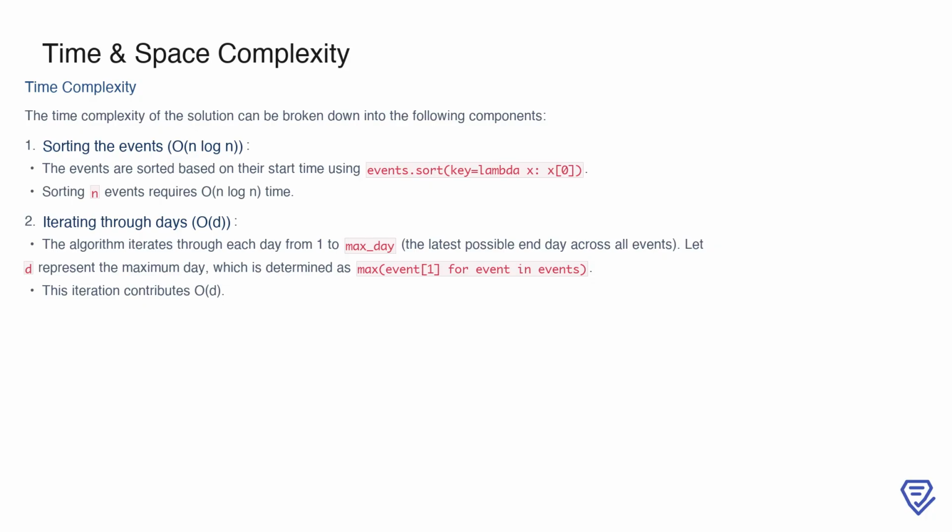Next, the algorithm iterates through all the days from day 1 to max_day, which is the latest possible end day for any event in the input. Let's call this value d. Since the loop runs once for each day, this contributes d to the time complexity. These two initial steps form the foundation of the algorithm's runtime performance.